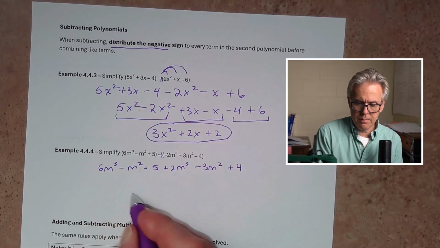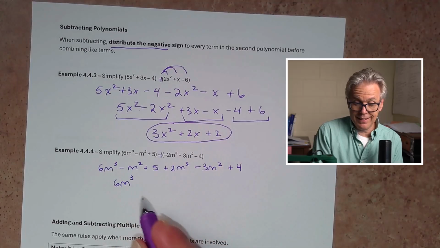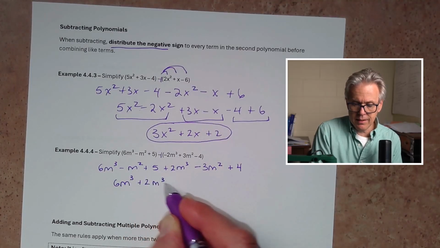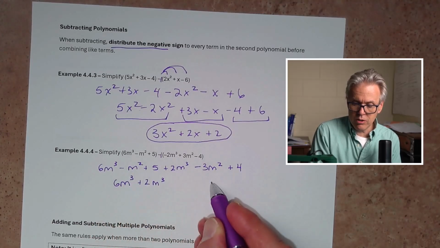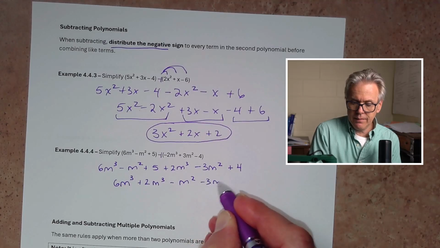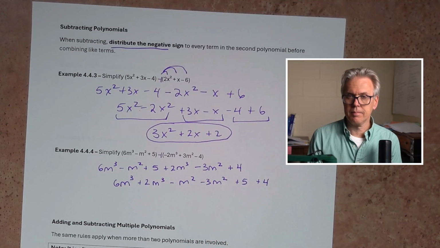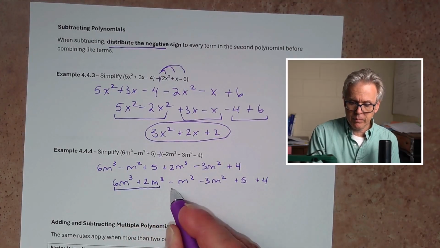Select your like terms. Again, sort of optional step, but boy, it makes teaching it very easy. So I really recommend writing this down again in descending order. So I just move from my cube term. If I've got a square term, get those guys side by side. All right, and now we've got some like terms I can combine.